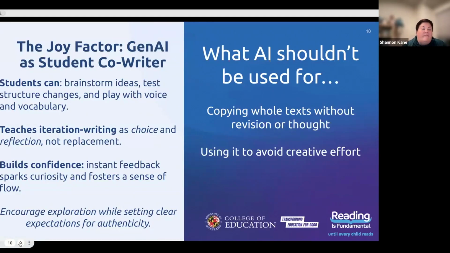And then there's confidence, right? Because these instant feedback, these instant ideas, this curiosity, it fosters a sense of flow and success, right? And so students see, oh, from this idea, I can see that, or I like this, or I'm going to take this and go in a different direction, right? And so it snowballs and creates this creative motivation for our students. And so we want to encourage this exploration. It's a tool, just like a hammer, just like a calculator, but we don't use hammers and calculators for all the jobs, right? We have to think, does the hammer work best here, or does something else work best here? Do I really need a calculator or not?